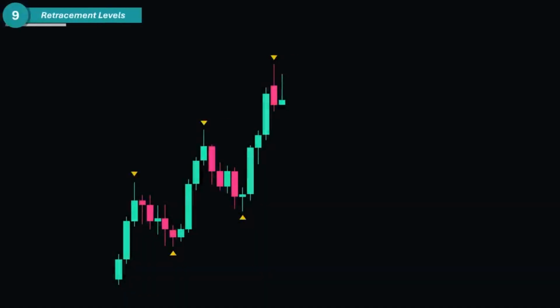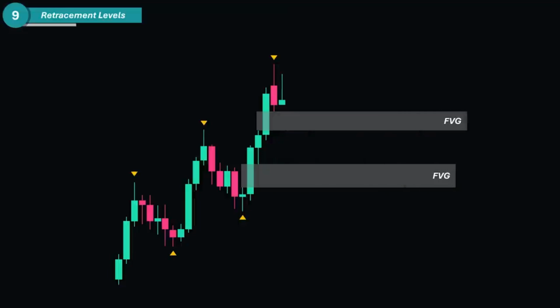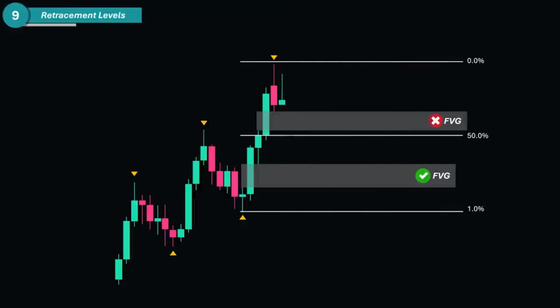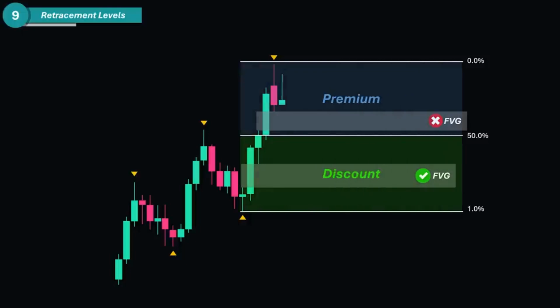Not every fair value gap you see on the chart is ideal for trading. When multiple FVGs are created during a strong move, the ones forming below the 50% Fibonacci retracement level are usually the most reliable. This area, often called the discount zone, suggests that the price has pulled back enough to offer a high probability entry point.